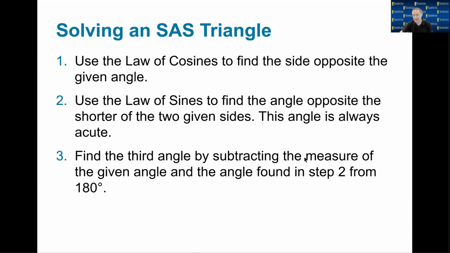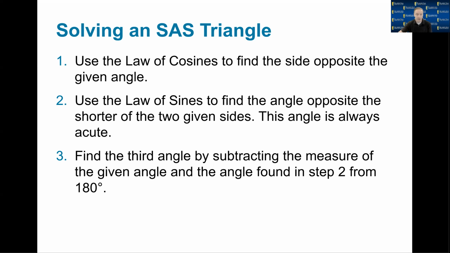So if we're solving a case where we have the angle between two sides given, we'd call it the side angle side scenario. Well, the first thing you'll do is use the law of cosines to find the side opposite the given angle. So it'll be the third side. Once you've found that third side, you're going to have a ratio that you can set up where you say, that side divided by the sine of the angle that we know is opposite it.